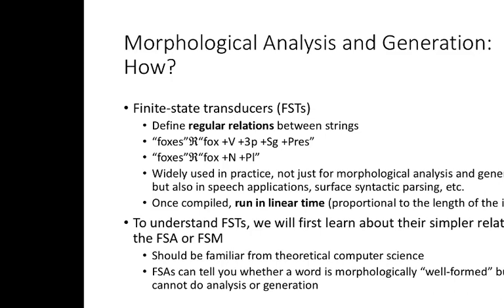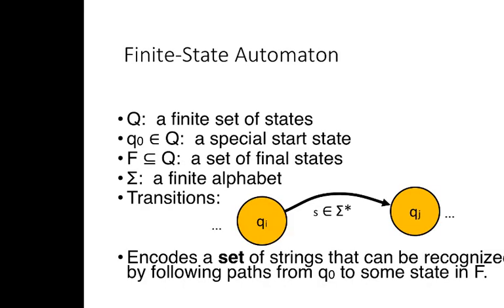So basically, you can write finite state automata to tell you whether a word is well formed or not, but they can't actually do analysis and generation. To do that, we have to take things another step. So finite state automata are simple creatures. They have a finite set of states, Q, a special start state, a set of final states, and we usually write the final states with a double line. A finite alphabet, sigma, and then they have transitions between states. And each transition has a label that's drawn from the alphabet.